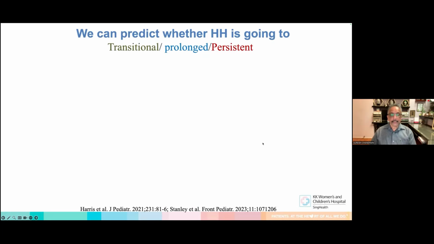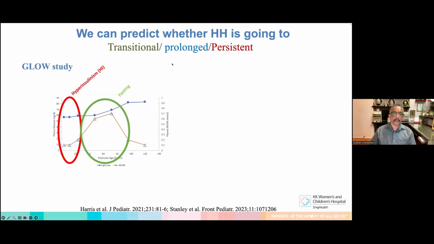Interestingly, Professor Charles Stanley's recent article in 2023 says we can predict whether HH is going to be transitional, prolonged, or persistent. Look at the GLOW study. What did they find in the GLOW study? They looked at the glucose and ketones, advocating screening both glucose and ketones for all these high-risk babies. How does it help us?